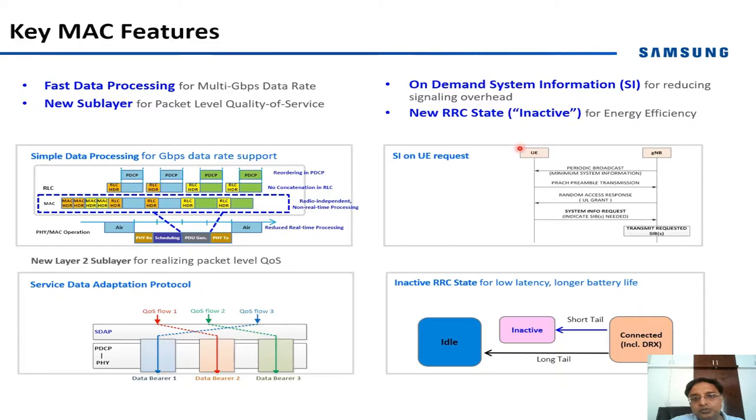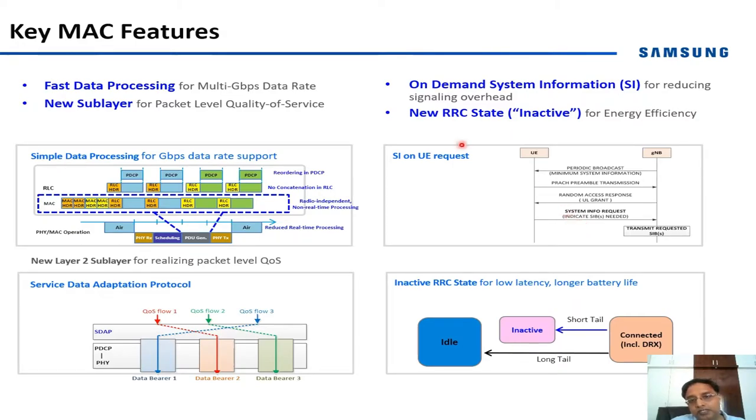So whenever a user requires specific information from the network, it would try to do a random access procedure and try to do a system information request, and then there's a response from the network to the user in terms of the specific response to that system information need. However, there is still a little bit of broadcast happening, but not everything is broadcast. Most of the things have been pushed into an on-demand system information kind of design.